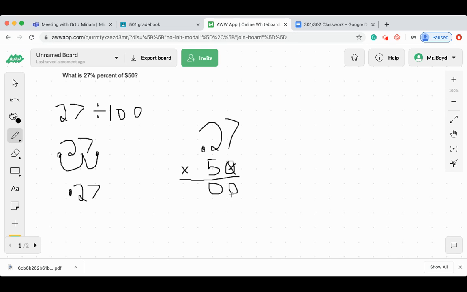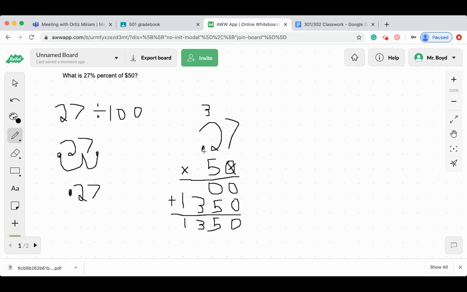50 times 70 will give us 350 because we're going to put our 0 here. So we're going to have 5, carry our 3. 5 times 2 is 10, plus 3 is 13. We will add our products. 0 plus 0 is 0. 0 plus 5 is 5. 3 plus 0 is 3. And 1 plus 0 is 1.